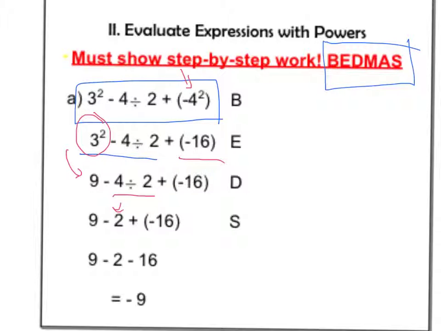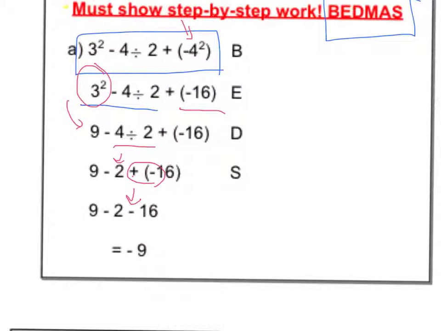So now you have 9 minus 2 plus a negative 16, so you're going to do the adding and subtracting. Adding a negative number, like you are right here, is the same as subtracting. That's why it becomes subtraction. So the last step is to do all the subtraction. 9 minus 2 is 7. 7 minus 16 gives you an answer of negative 9. Okay, if you're not sure about that, just pause this, rewind it to go through the steps again.